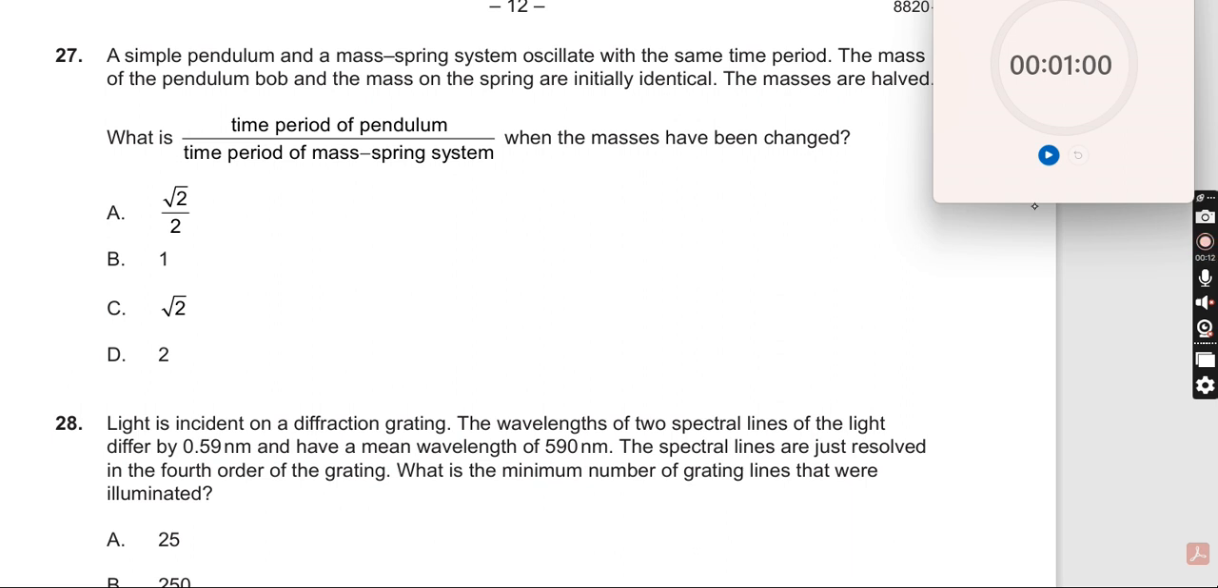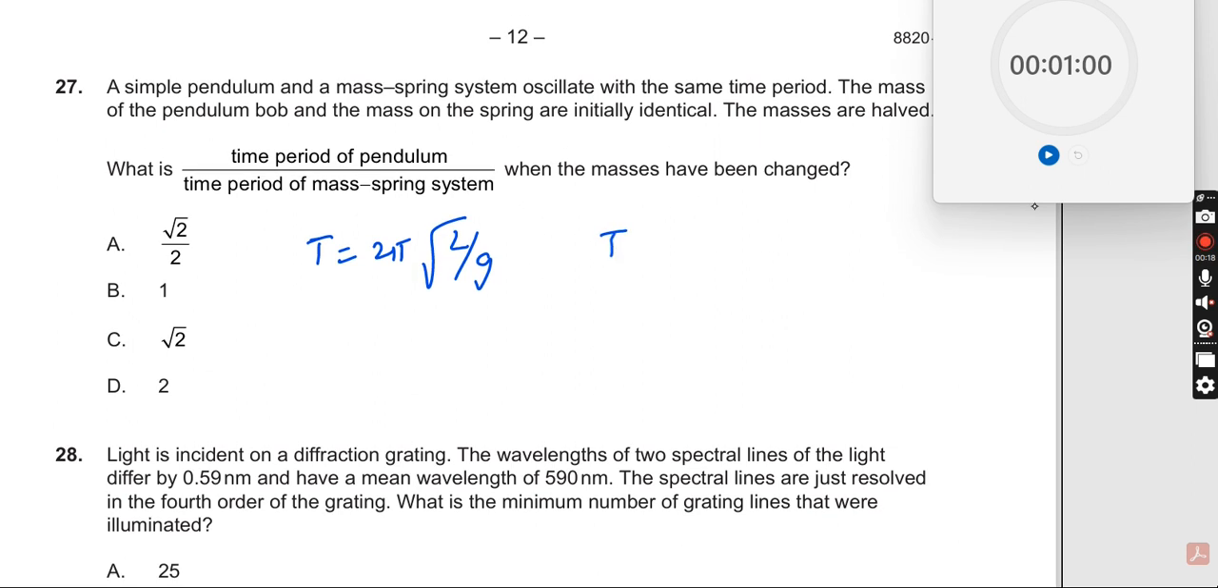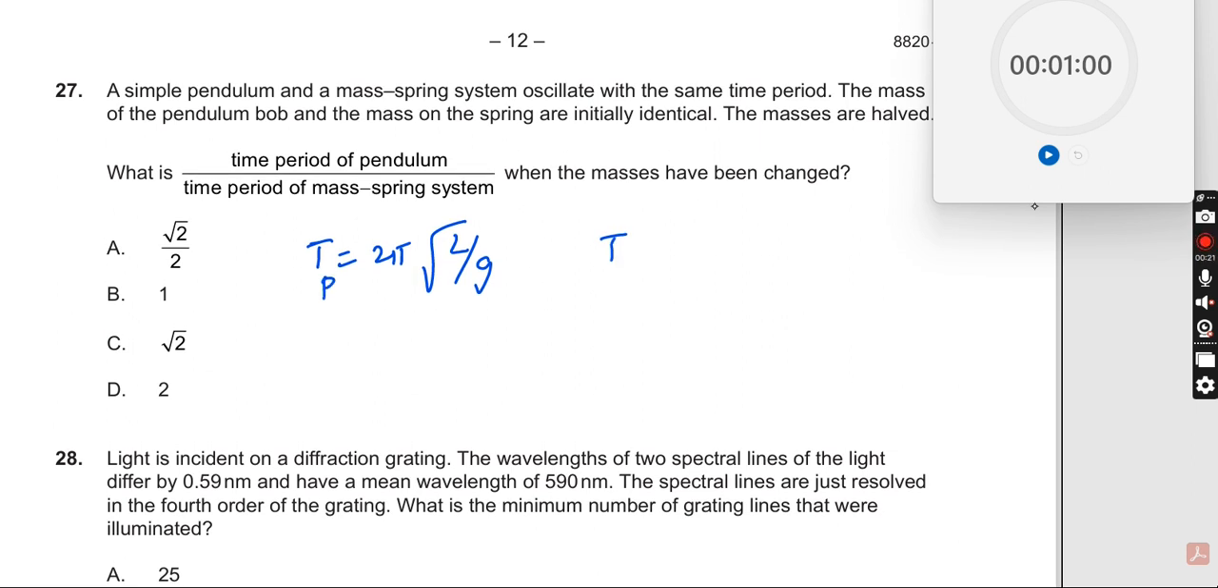So the time period of a pendulum is given by T equals 2 pi root of L by G. And the time period of a spring system is given as 2 pi into square root of M by K. He is asking you to divide one by the other, and when the masses have been changed, what is the time period? How are the masses changing? The mass has been halved.